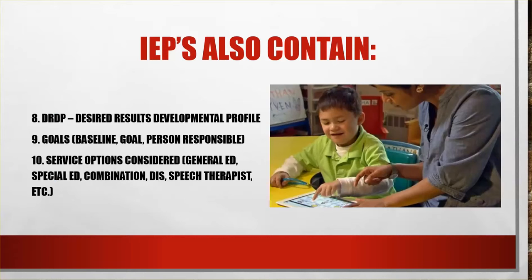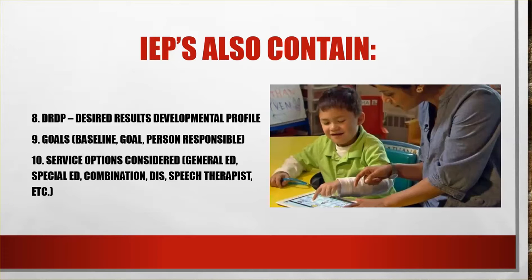Number 8, the Desired Results Developmental Profile, or DRDP, is listed on the statewide assessments page, and if the student requires any modifications, they are marked. Number 9, goals are listed next. Each goal lists baseline information, the goal, which needs to have measurable criteria to determine achievement, and the person or persons responsible are also documented. For example, the specialized academic instructor or the occupational therapist.